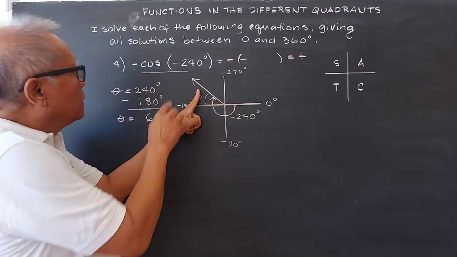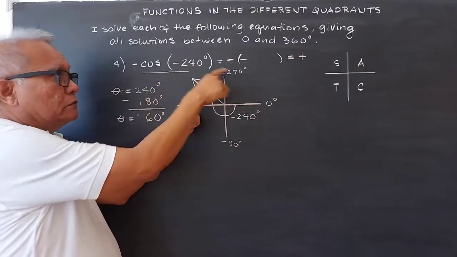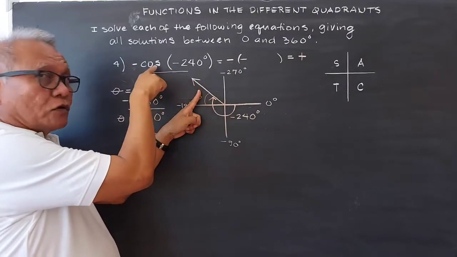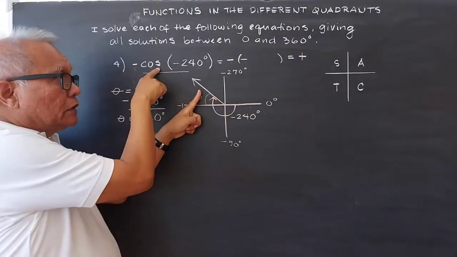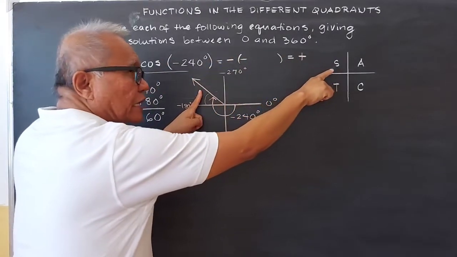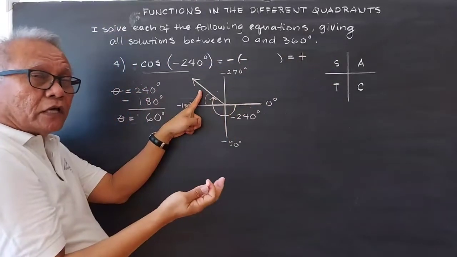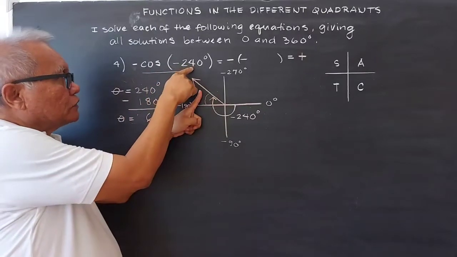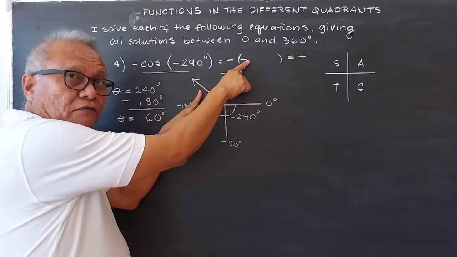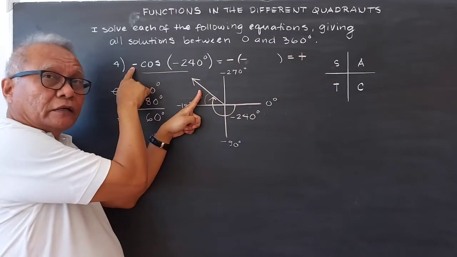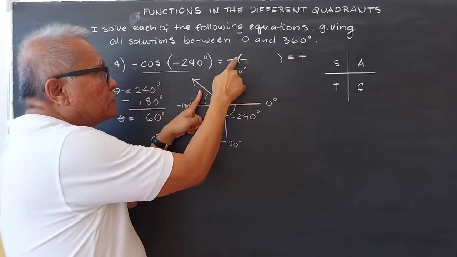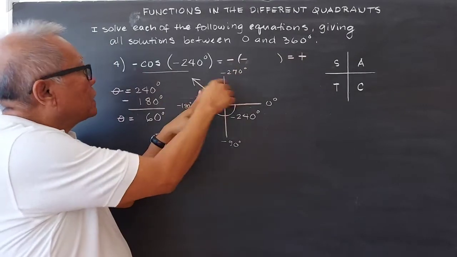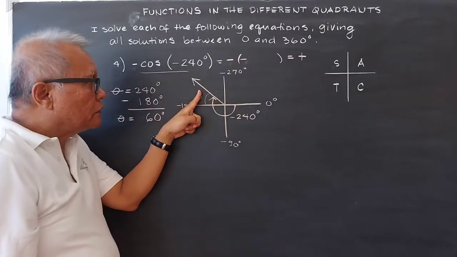That's one. Locate negative 240. It's in the second quadrant. And then that is cosine in the second quadrant. And in the second quadrant, only sine is positive and cosine is negative. Therefore, the cosine of negative 240 is negative. But we have a negative here. So when we multiply negative and negative, it will give us the positive. So the value of this one is positive.